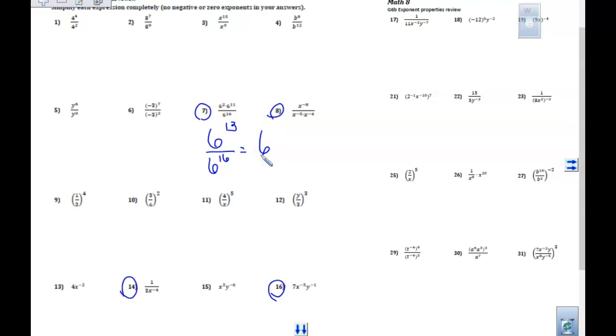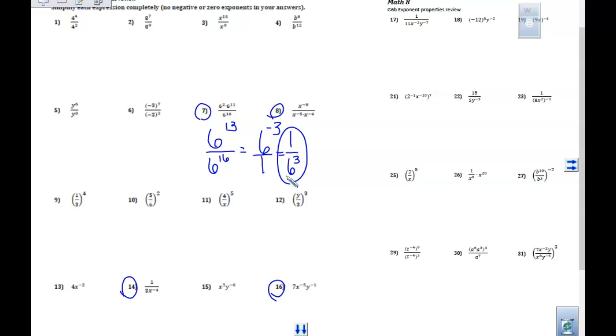Because it's division, we're going to subtract it. So I'm going to take 13 minus 16, which gives us a negative 3. Now, I can't leave it as 6 to the negative 3 because I have a negative exponent. So as I'm looking at that, I'm going to end up with 1 over 6 to the 3rd. And now you're going to use your calculator. And on your calculator, you're going to put in 6 to the 3rd power.